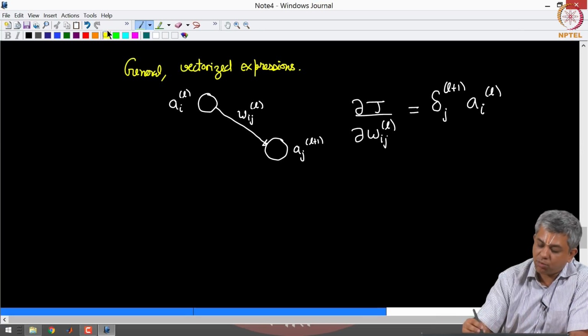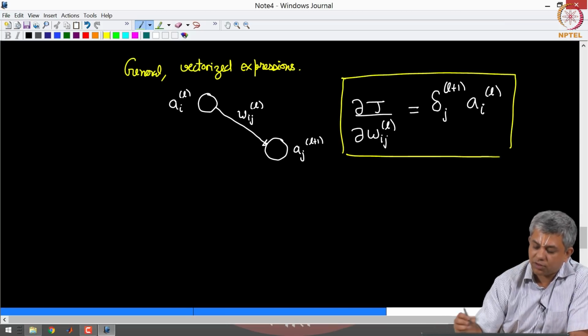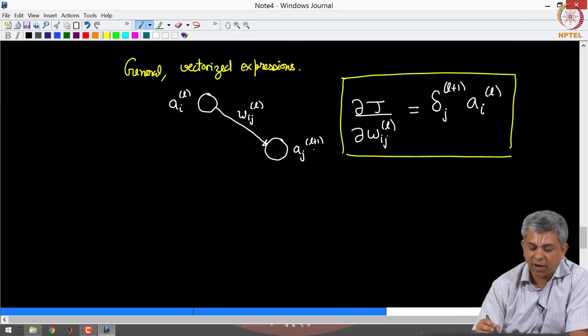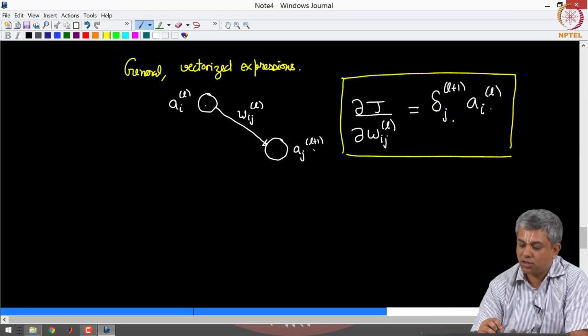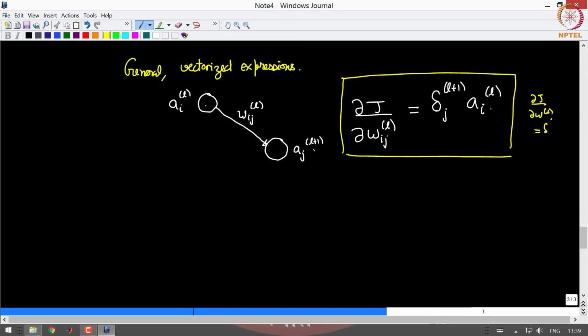It is actually remarkably similar to the previous formula that we had. It is very simple: error in activation of the next layer multiplied by the activation of the previous layer. This is all there is. Please compare it to our other expression, which was del J del w L equal to delta L plus 1 multiplied by A L. This is very, very similar. So, this is the full scale expression in the case of a fully connected layer.